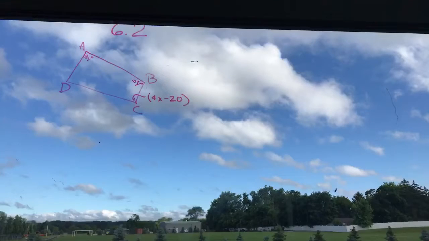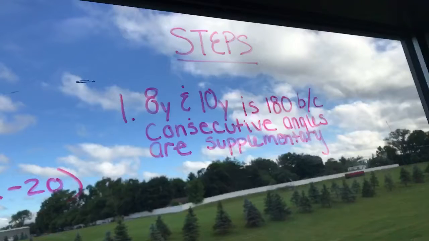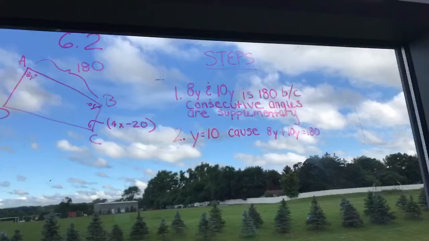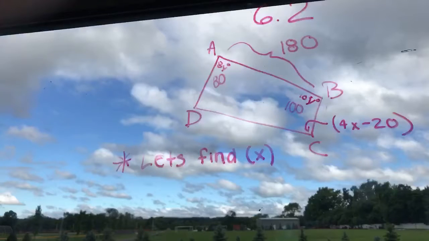Next, we're going to try a problem together. So it's a quadrilateral, and we have to find y first, and then we're going to find x. To find y, we know that those two angles A and B add up to 180 because consecutive angles are supplementary. So y equals 10 because 8y plus 10y equals 180.